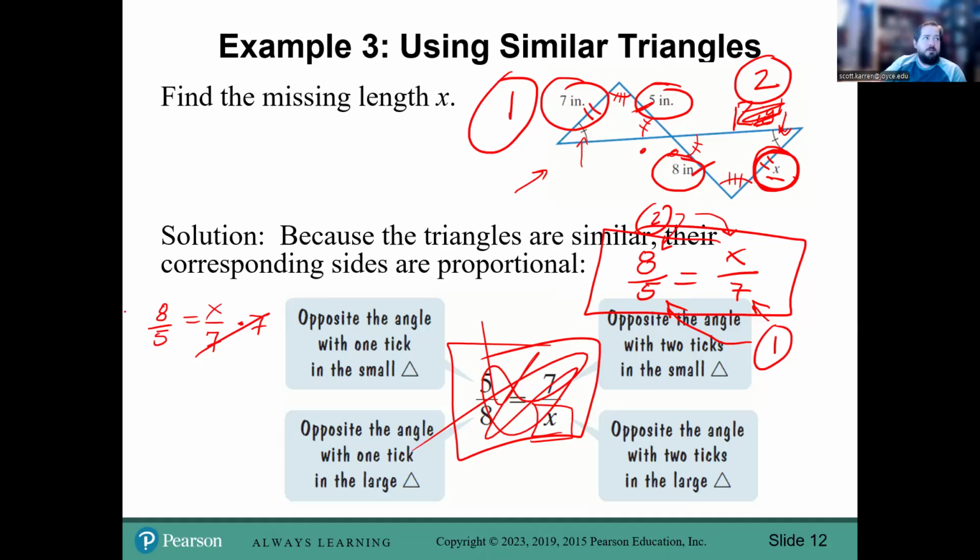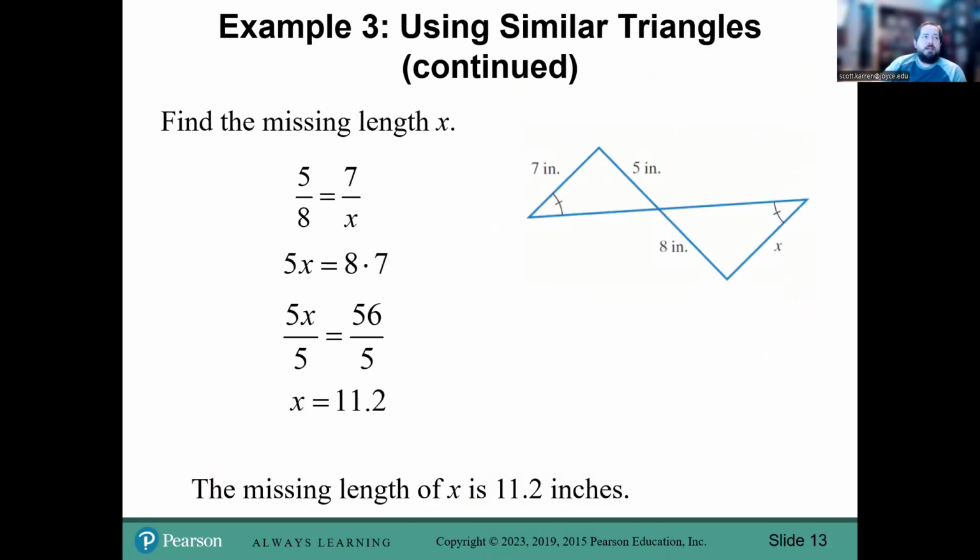All right, so I get 56 over 5 is my x. So 11.2 is my x. All right. So that's, and they've done it. They've done their little cross multiplication here. 5 times x is equal to 8 times 7. That's 56 over 5, which is what we got, and then we turn that into 11.2 as well.